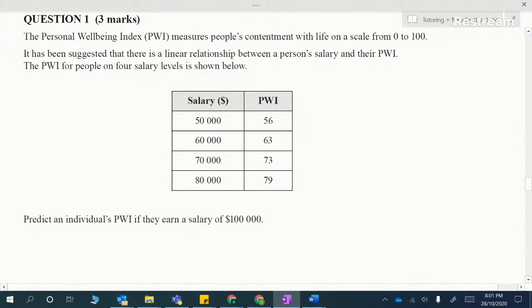All right, so that's enough gas bagging. I'll give everyone a chance to have a go at this question here. It's exactly the same sort of thing that we just did. So figure out what your explanatory variable is, what your response variable is, enter it into your calculator, come up with your equation, and then make a prediction by substituting the salary in. I'll give you a couple of minutes to do that.